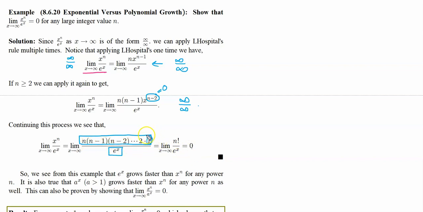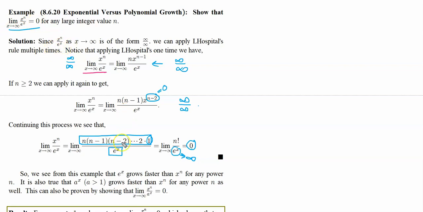Notice in the numerator, more specifically, we get n factorial after we differentiate the x to the n, n times. We end up with n factorial, which is a number, divided by e to the x. This is going to infinity, and so our answer is 0. So that proves that this limit up here is indeed 0.